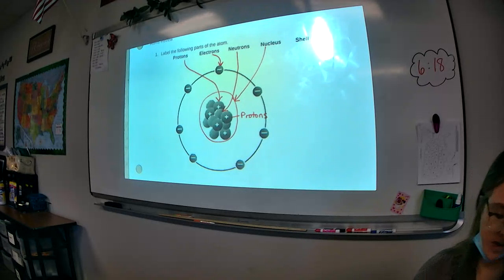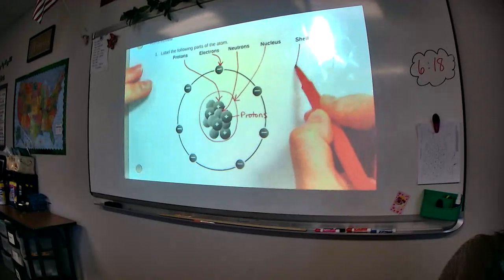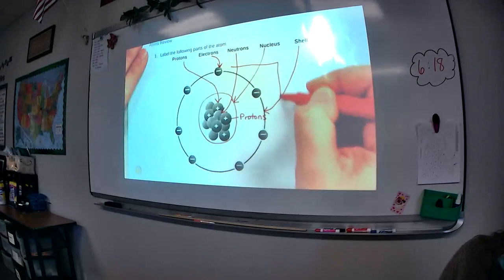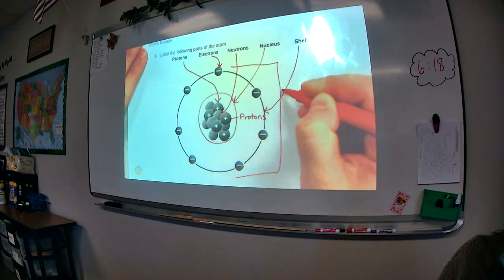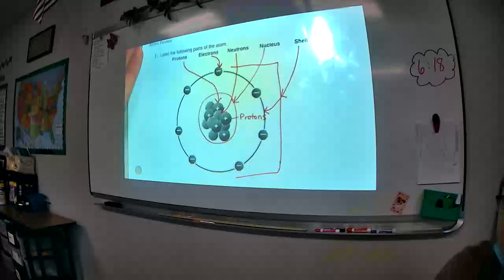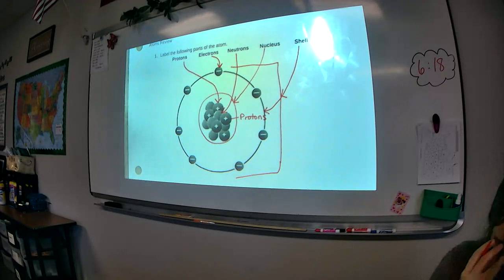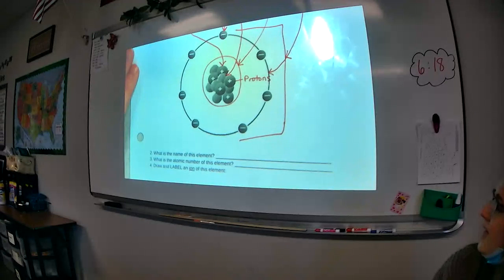And then for the shell, you can either point to the line around the outside, or if you wanted to do the bracket method, it would probably look something like that. Pretty easy. So I just drew multiple arrows from the shell to every part of the shell. That's also fine. Number 2, what is the name of this element?